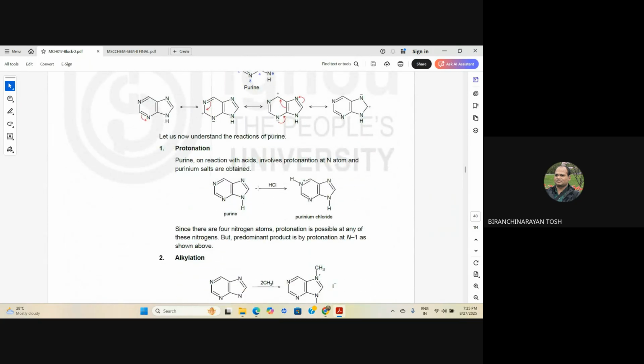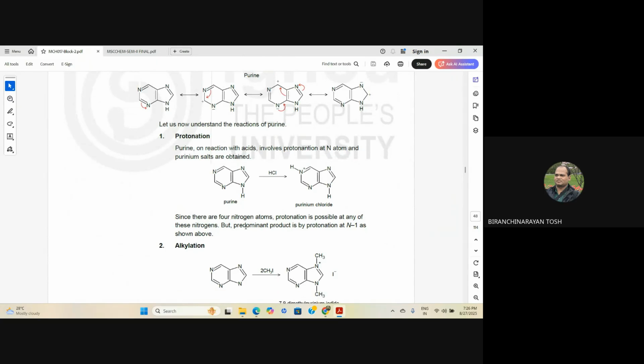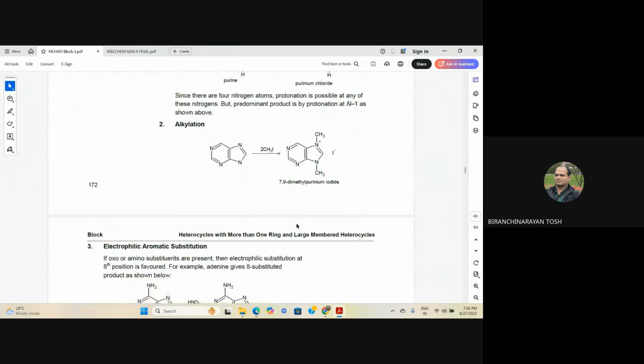Protonation: purine on reaction with acid involves protonation at nitrogen atom. Since there are 4 nitrogen atoms, protonation is possible at any of these nitrogens, but the predominant product is the protonation at N1. Alkylation: it reacts with methyl iodide, so 7,9 dimethyl purinium iodide will be formed.